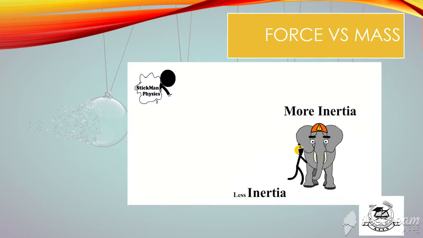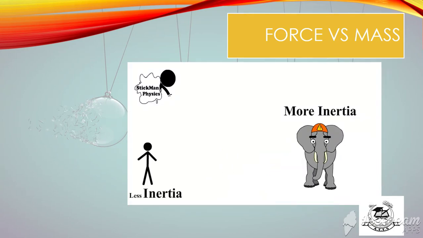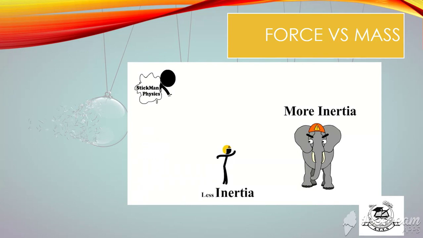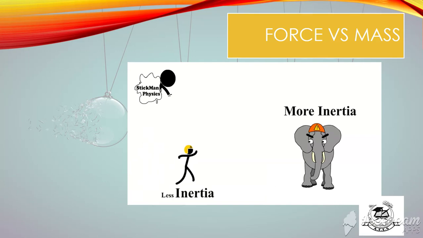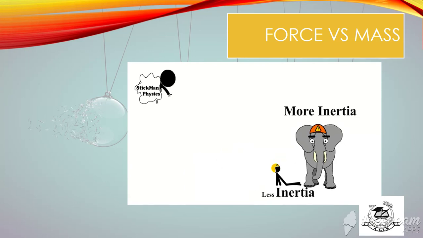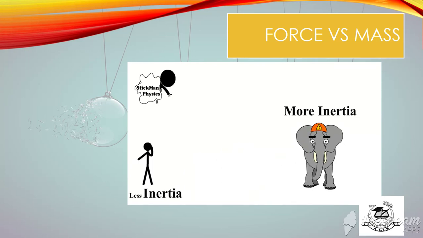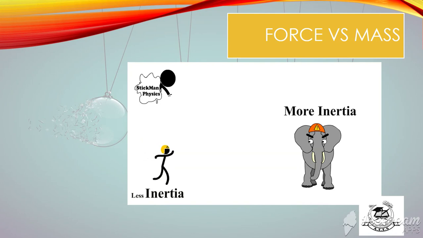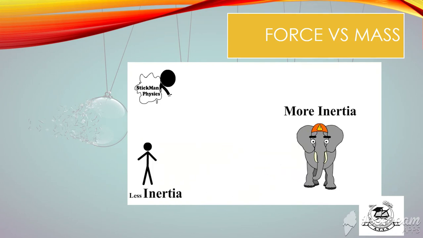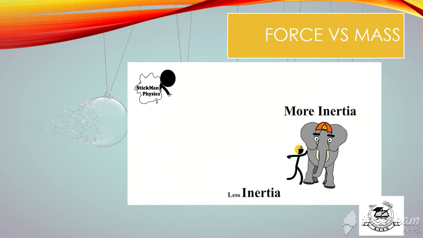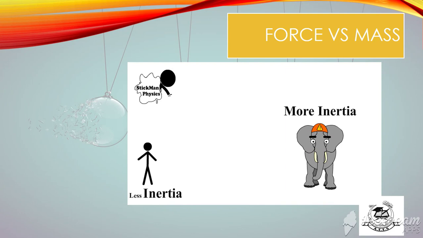Now there is a relation between force and mass. Look carefully. The person has lesser mass, so it has less inertia, although it wants to stay in the state of motion. But the elephant has got more mass, so it has got more inertia. So the person cannot move the elephant. Moving the elephant is more difficult because it has more inertia due to greater mass. So inertia is also a property of the mass.